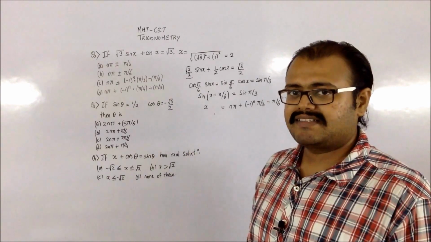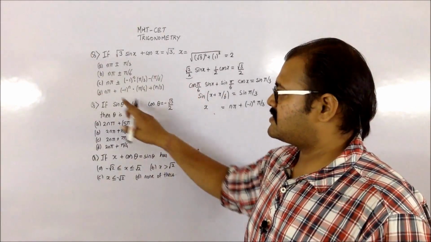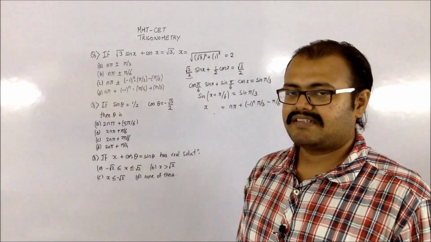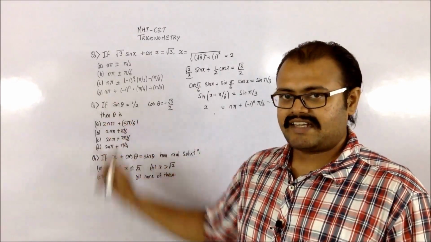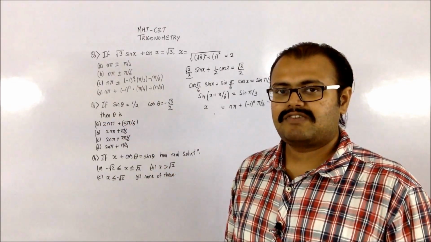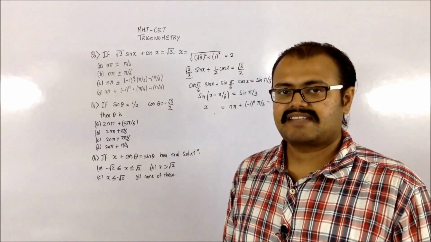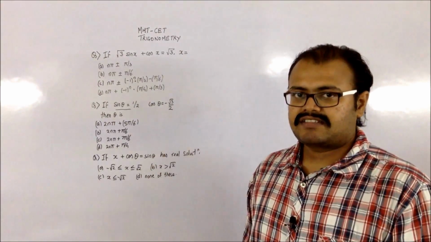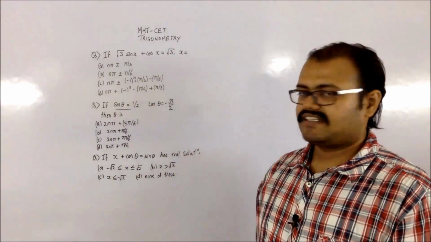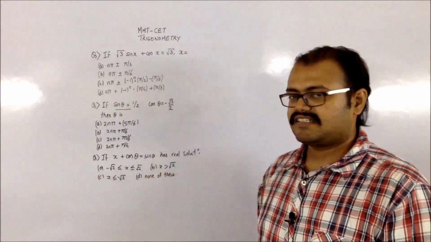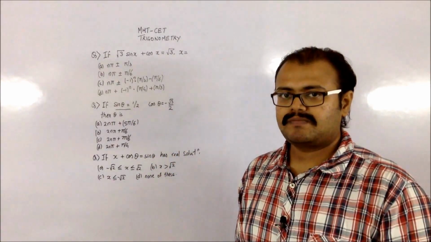We have gone by this way because you can see from the options you are having it as n pi. So that is why the n pi is only available in the formula for your sine theta equals sine alpha form. Moving on to the next one, we require my sine theta to be half and my cos theta to be minus root 3 by 2.